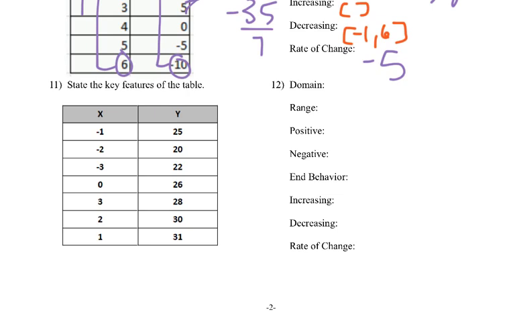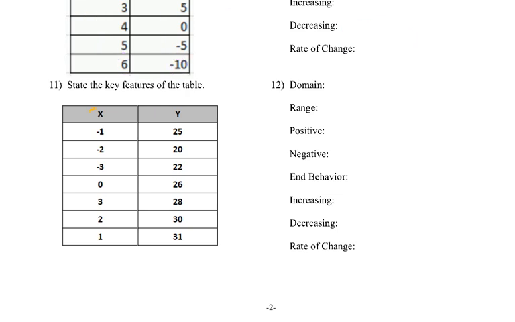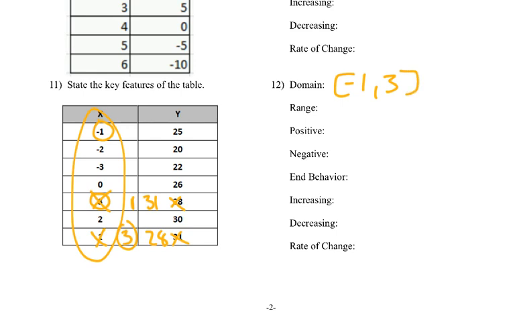Okay, our last one, our domain. Again, all the x's. Notice that it's a little out of order. So to put it back in order, we'd actually change the 3 to a 1, which would be 31. And change that 1 to a 3, which would make it 28. So from -1 to 3 is our domain, and everything in between.